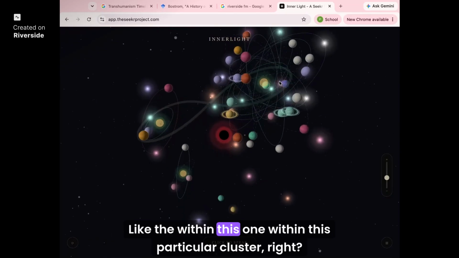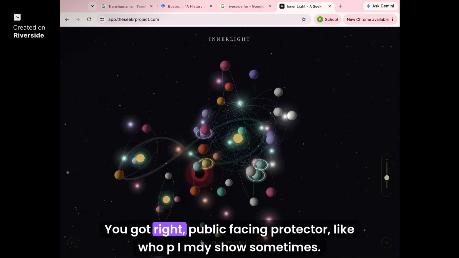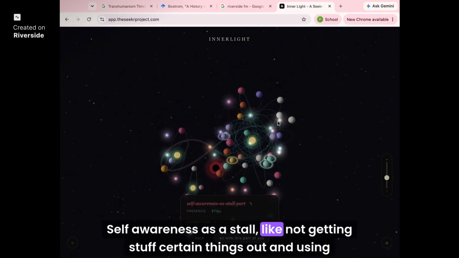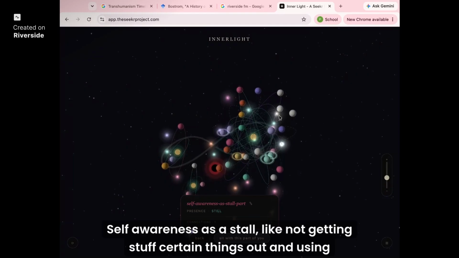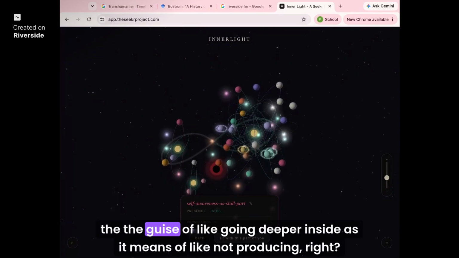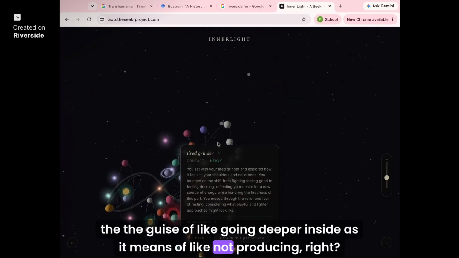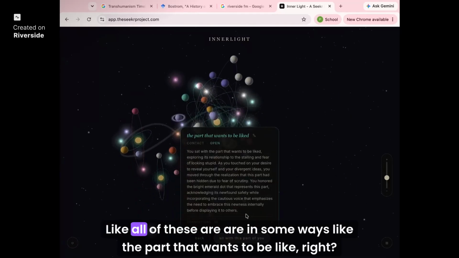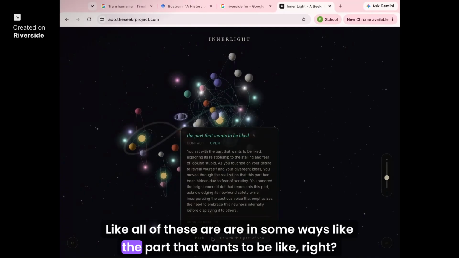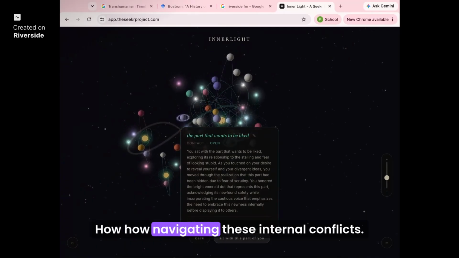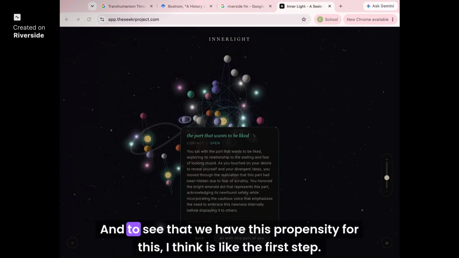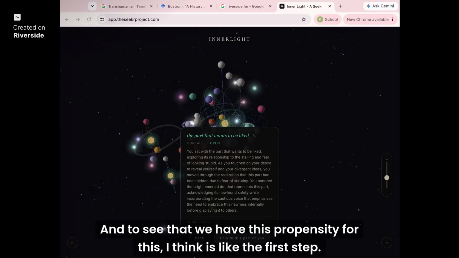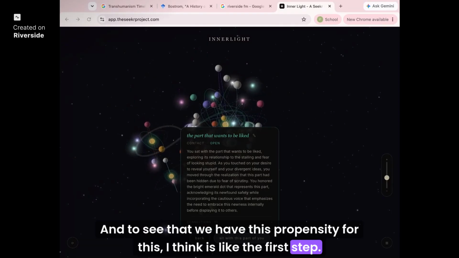Within this particular cluster, you've got the public facing protector, who I may show sometimes, self-awareness as stall, like not getting certain things out and using the guise of going deeper inside as a means of not producing, right? Tired grinder, inner driver, all of these are in some ways the part that wants to be, right, how I'm navigating these internal conflicts. And to see that we have this propensity for this, I think, is the first step.